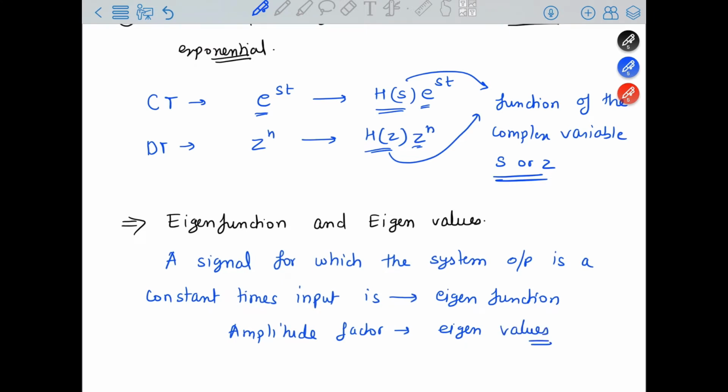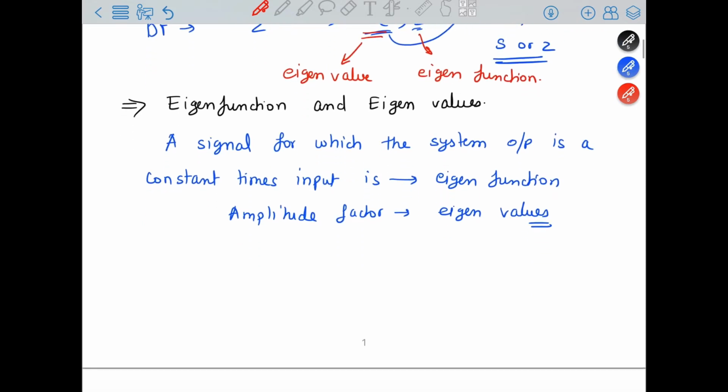So can you guess, from the previous expression, what the eigenfunction and the eigenvalue are? Yes, the e raised to the power st factor is your eigenfunction, and the amplitude factor H of s is your eigenvalue. Similarly, H of z is your eigenvalue and z raised to the power n is your eigenfunction.